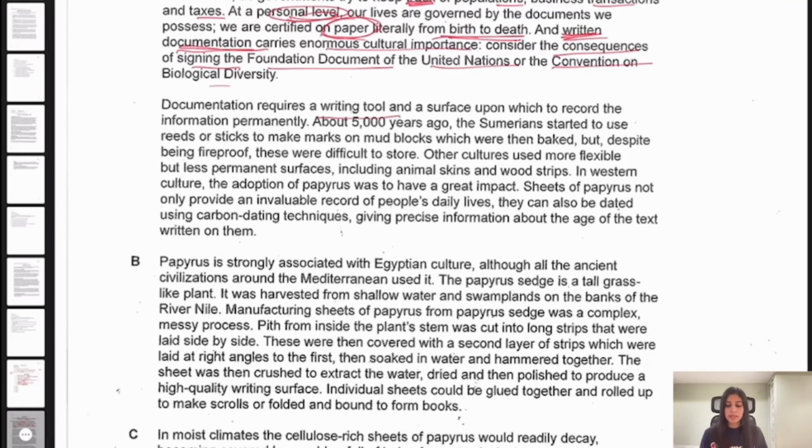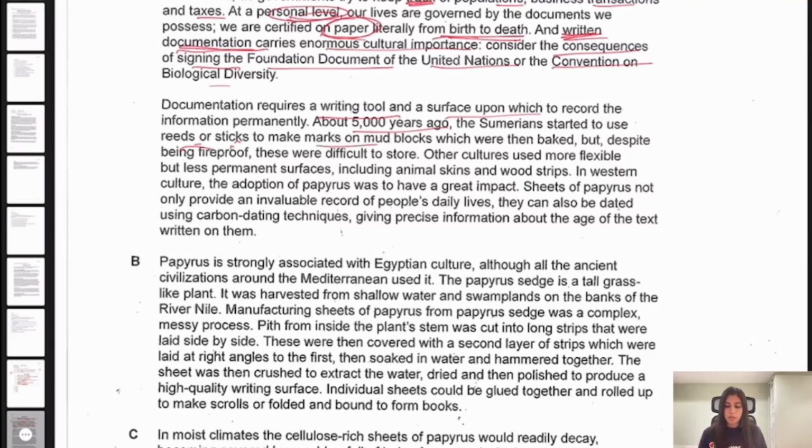Documentation requires a writing tool and a surface upon which to record information permanently. About 5,000 years ago, blah blah blah started to use this and this. So sometimes I do not read all of the words until the time I feel it is necessary. So you don't have to read everything. Sumerians is obviously a category of people, of a nationality. So you don't have to go through each and every word. Reeds and sticks, again, you don't have to go through them. Just understand what the context is.